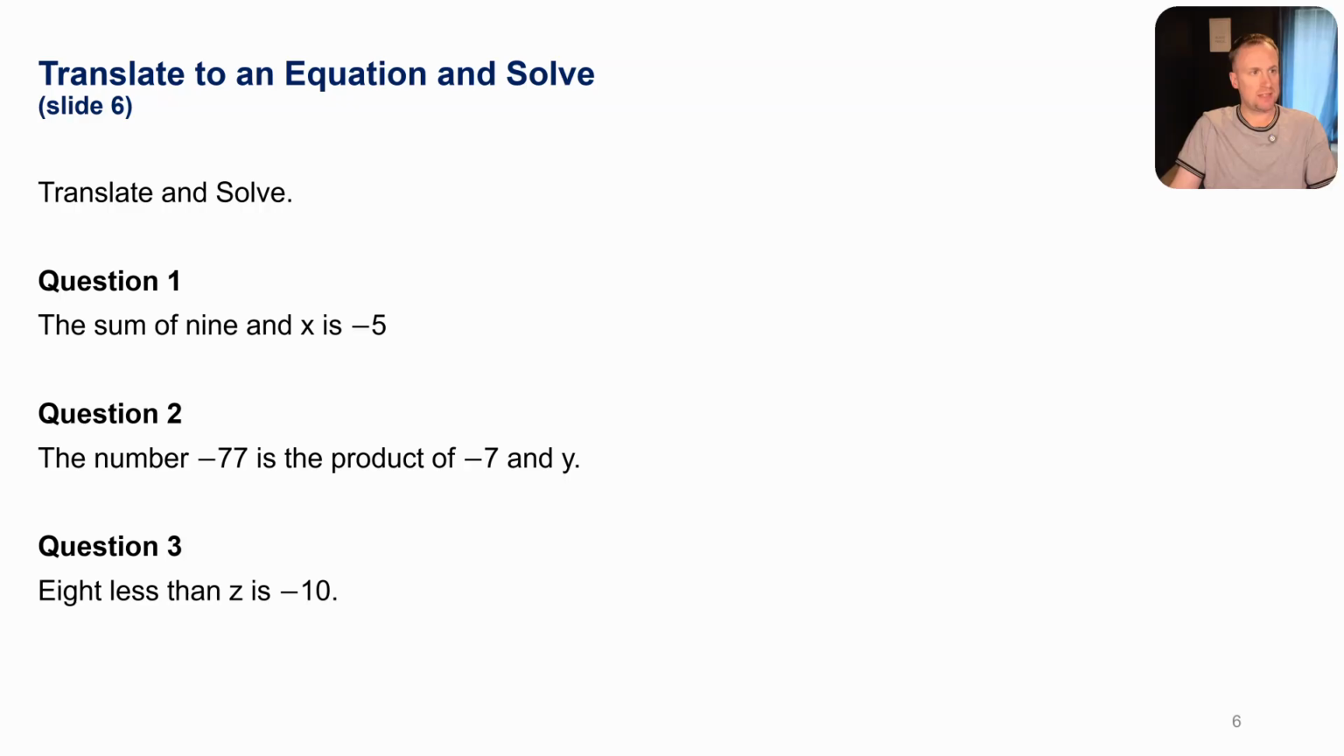The next learning objective is to translate an equation and solve that equation. So we're going to take word statements and change them to an equation and then solve. So first off, we have the sum, which means addition, of 9 and x. Those are combined together. Is, which is an equal sign, negative 5. So I have 9 plus x equals -5. Now you could also write it, it usually is more formal to write the variable first with the 9 next, equals -5 here.